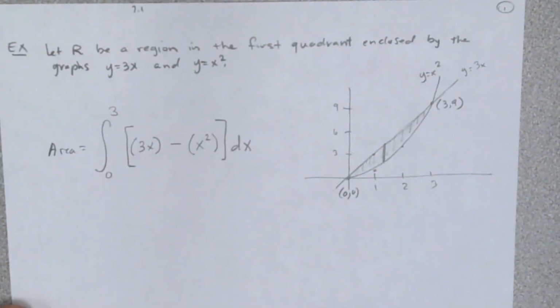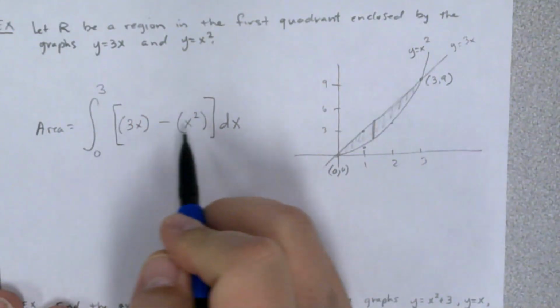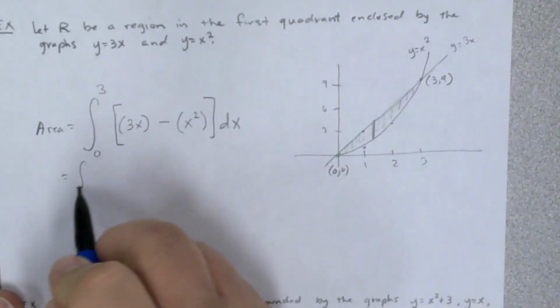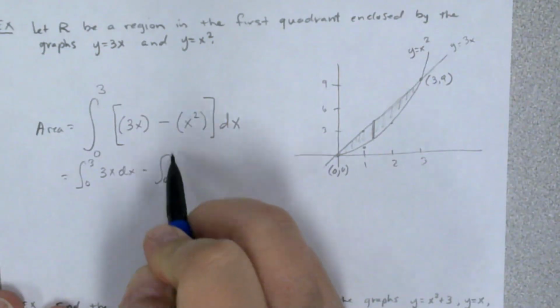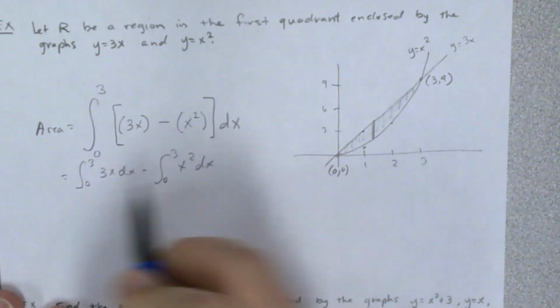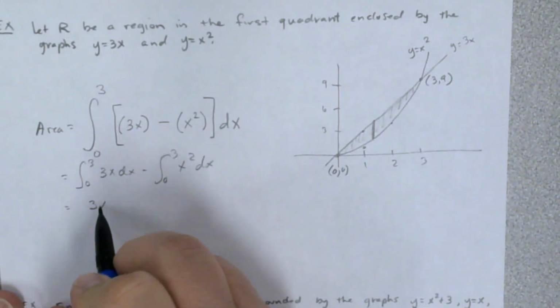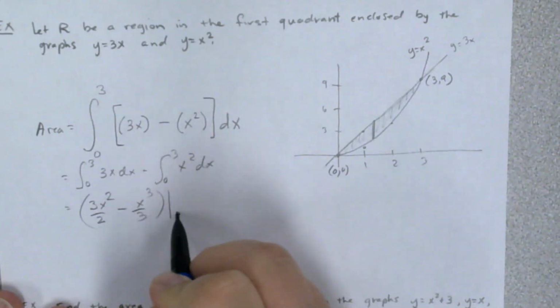Once you have that, at this point it's either solve it by hand or you do it on a calculator. In this case, we're going to solve it by hand. So we're going to integrate all this out. This becomes the integration from 0 to 3 of 3x dx minus the integration from 0 to 3 of x squared dx. And so we keep on going, and this becomes 3x squared over 2, and this will be x to the third over 3, and these are evaluated from 0 to 3.